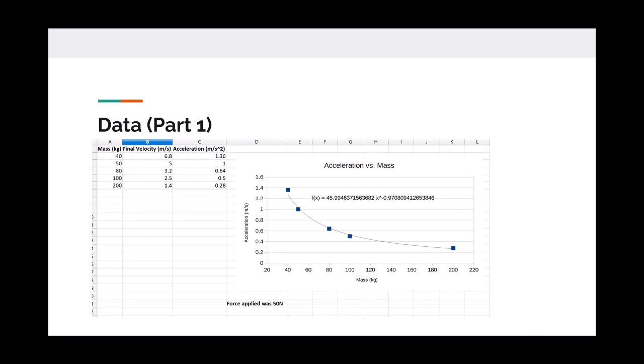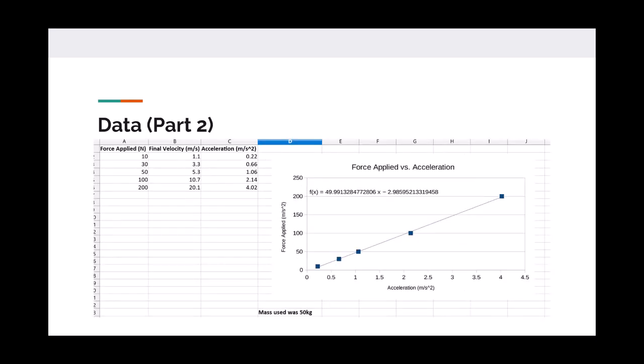We can see for our part 1 data that the f of x, the acceleration, and the mass, x, are inversely proportional, where f of x is proportional to 1 over x, or in other words, acceleration is proportional to 1 over mass. For part 2, similarly, we see that the force is directly proportional to the acceleration, or the force is proportional to acceleration.